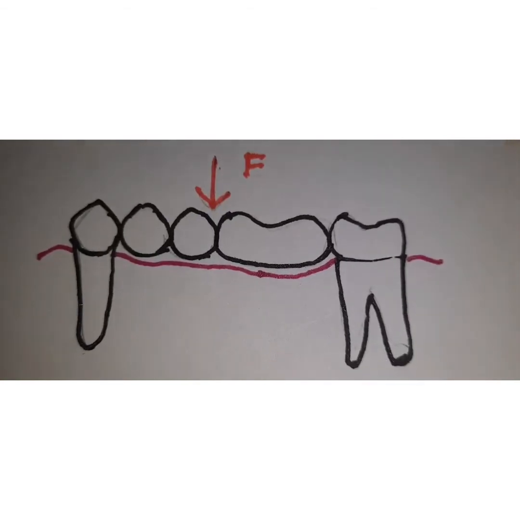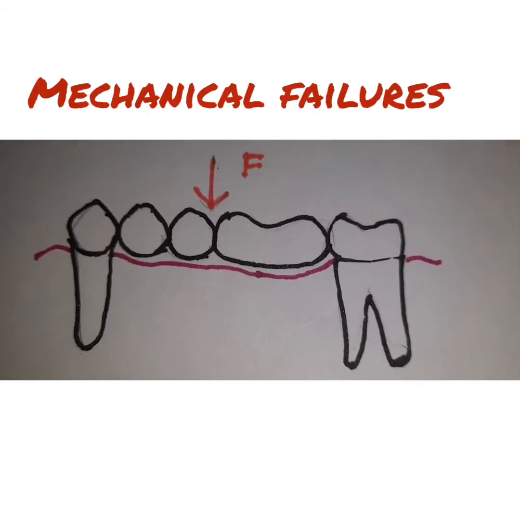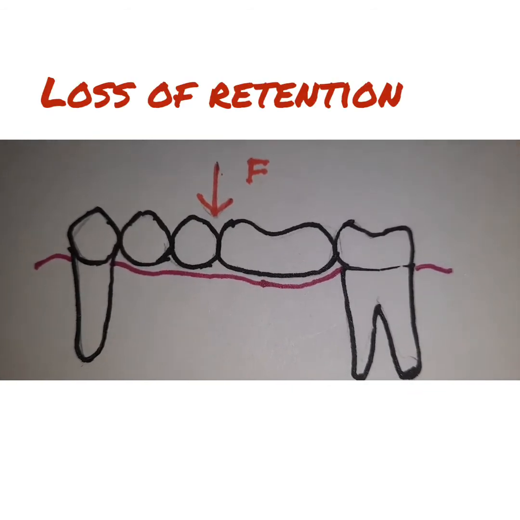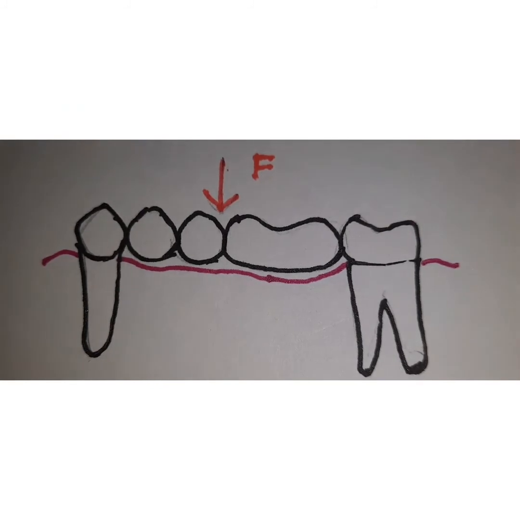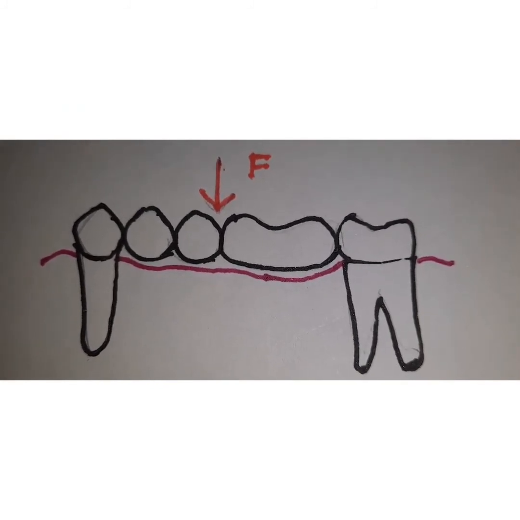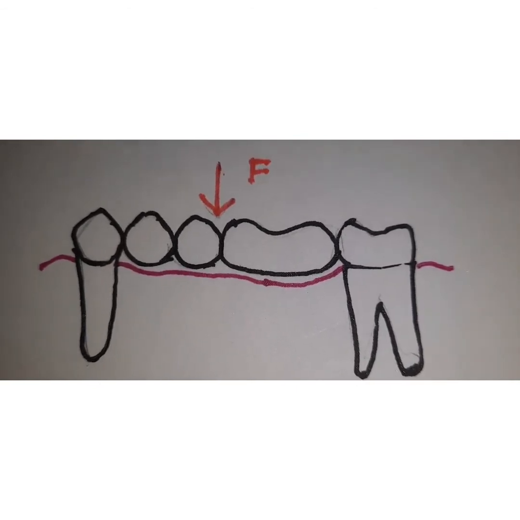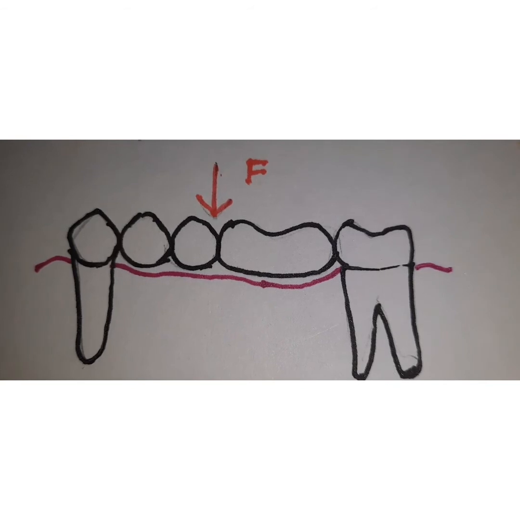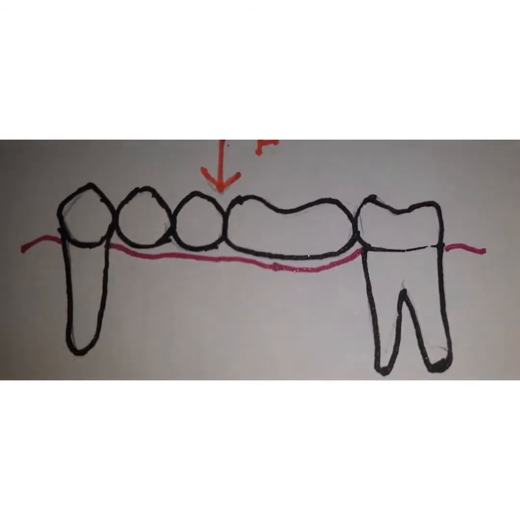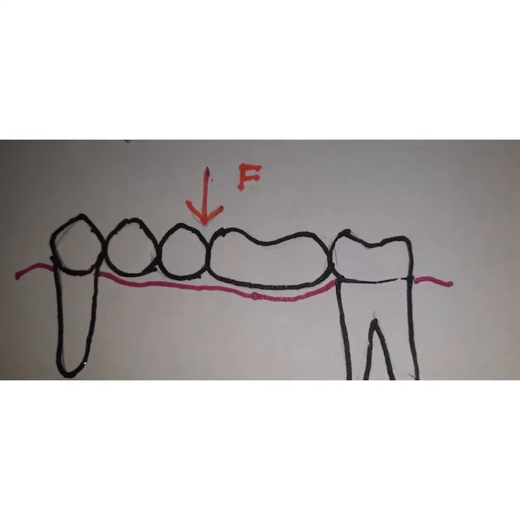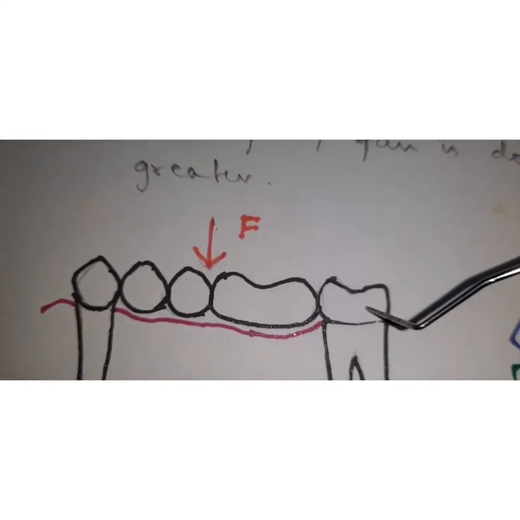Next factors are the mechanical factors. Now under this, there can be loss of retention. Yes, if you are having a long span bridge and you are having inadequate support, that is you are not obeying Ante's law, then chances are definitely that there will be loss of retention of one of the retainers, and mostly that retainer is the distal retainer.